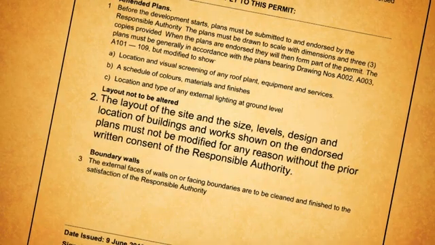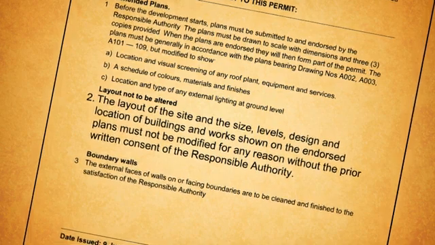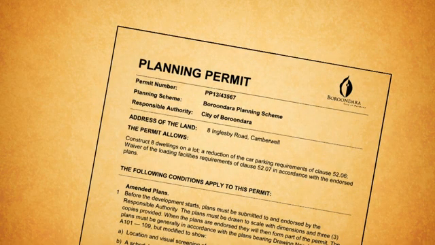Conditions of approval may require changes to plans or place limits on a use, such as specifying opening hours. All parties will be sent a copy of Council's decision. If your proposal is supported and there were no objectors, a permit will be issued.